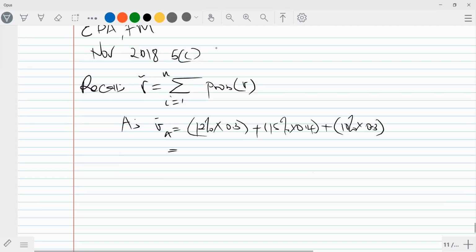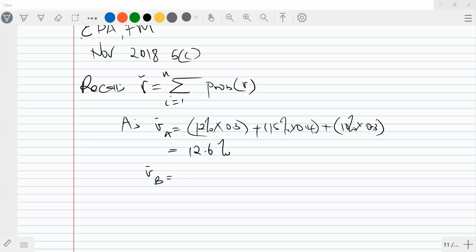That's for A. For B, the same process, but let's first get it for A. Therefore, what's the expected return for A? What do you get? We get 12.6% as the expected return from A.